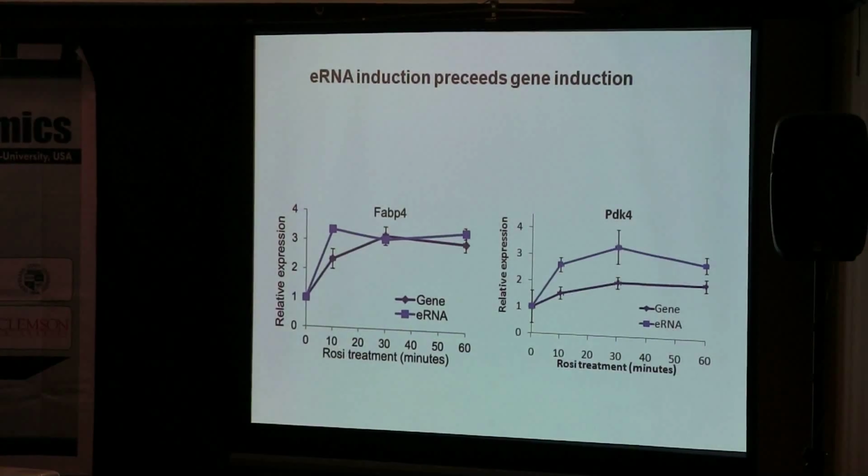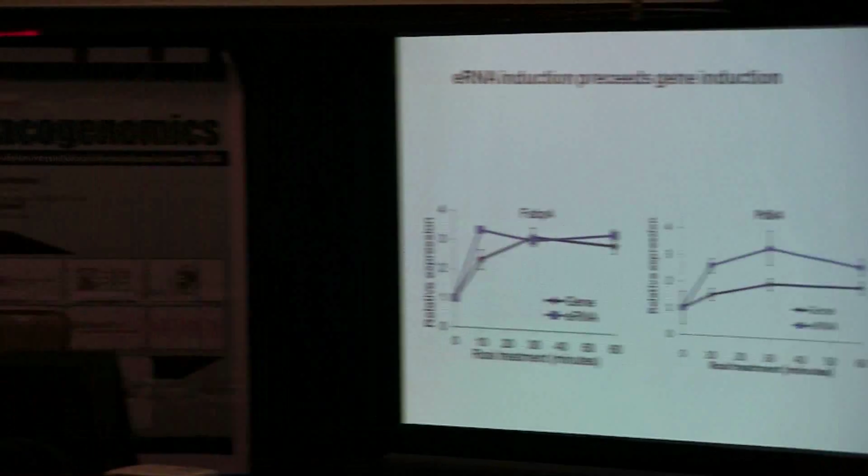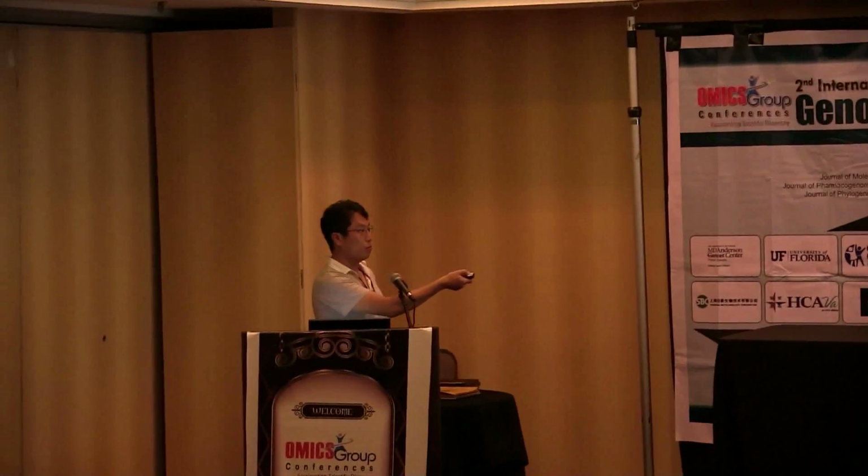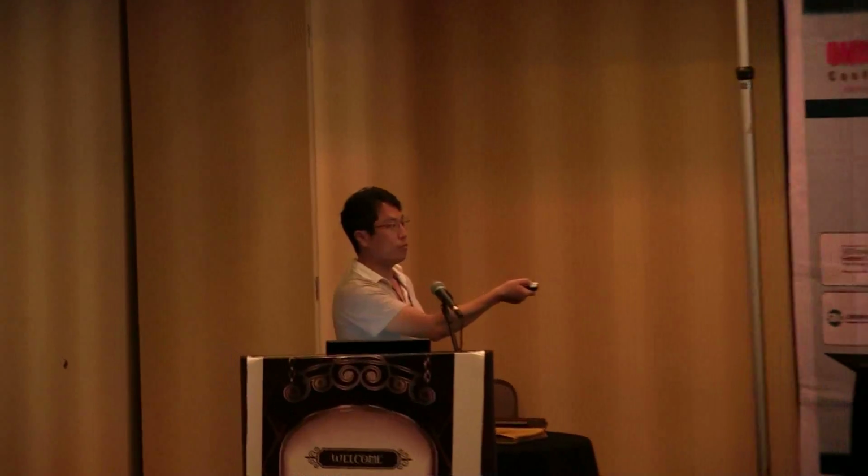And we also identified that using PCR. So you see the eRNA level goes up, becomes steady state. Then the gene expression level of FABP4 becomes upregulated, but it took time until it reaches the steady state level.